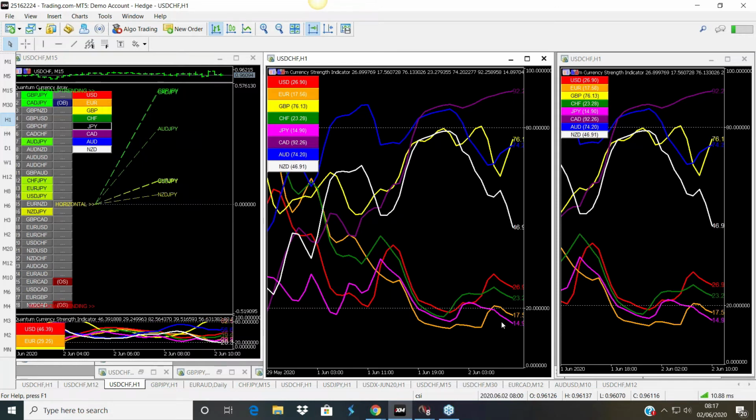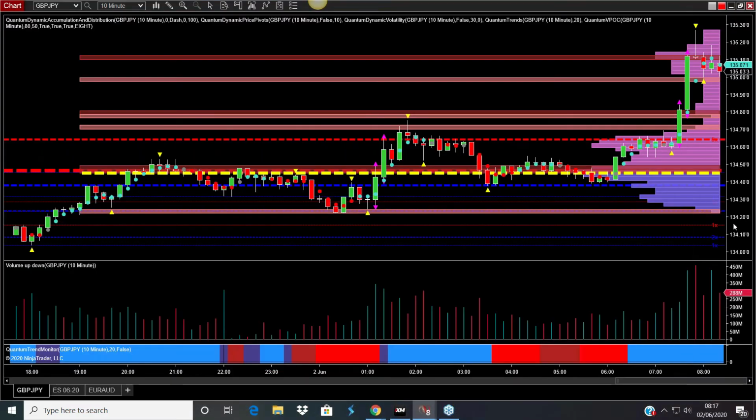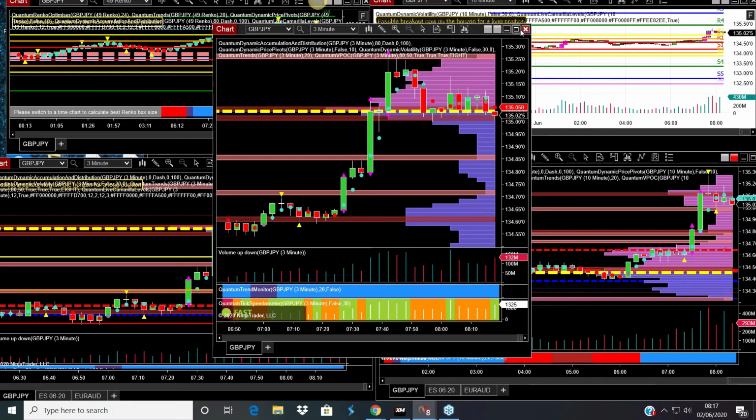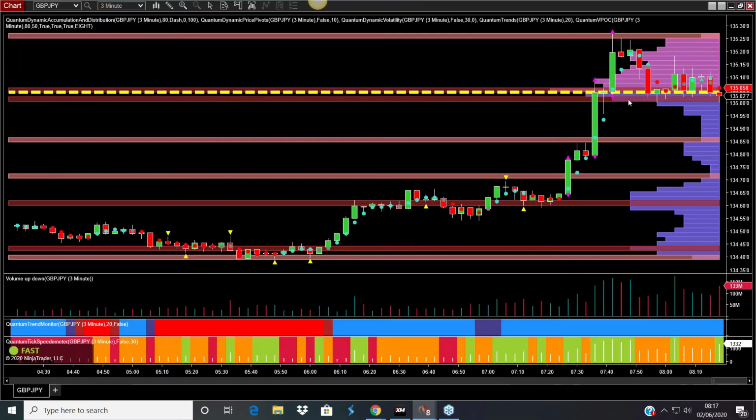But at least you have a sense of what the market is thinking and feeling. So that's how you can use the CSI. And then, as I said, you apply it to your individual currency pairs that you like to trade. Go back to the 3-minute here. Let's have a look whether we are going to get this reversal.